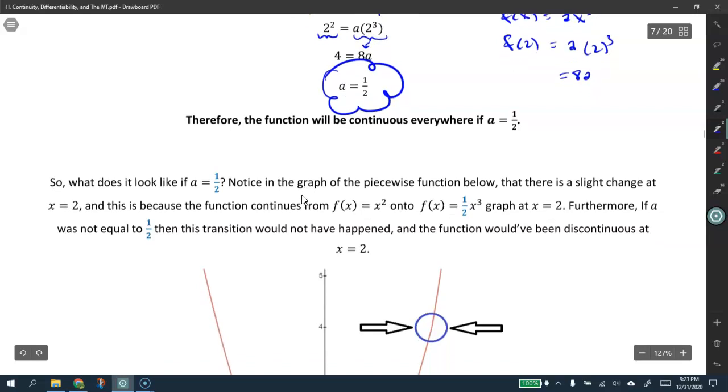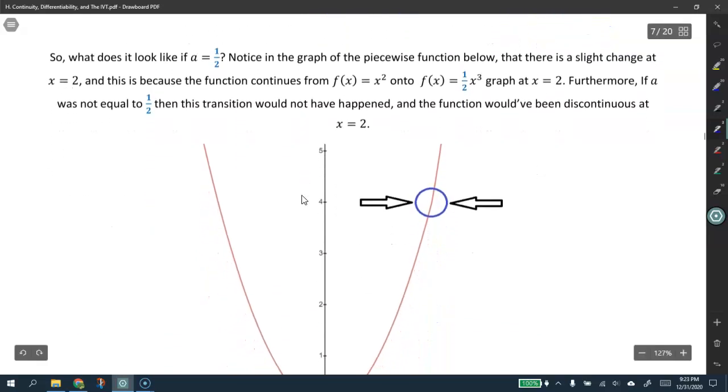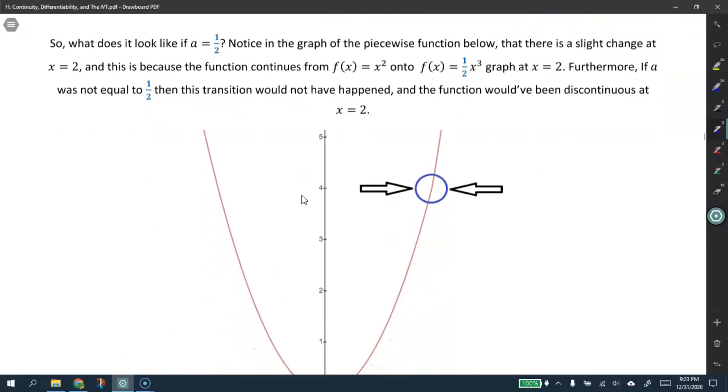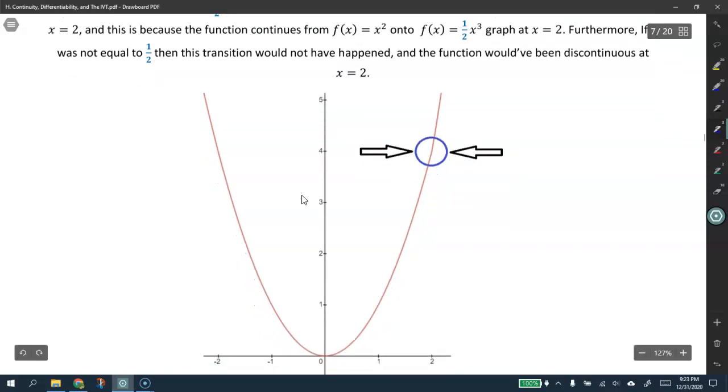Now if you're wondering what exactly that would look like, like what did we just do there, I've got a little graph for you here to understand and appreciate what really happened. Notice that if this over here is x equal to 2, all of the function before x equals 2 is actually the square function. f of x is equal to x squared. That's the square function over here.